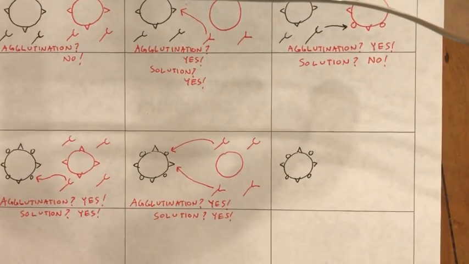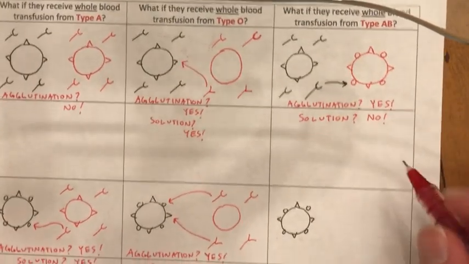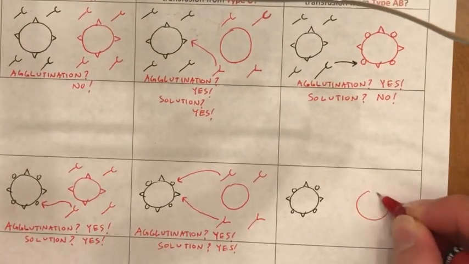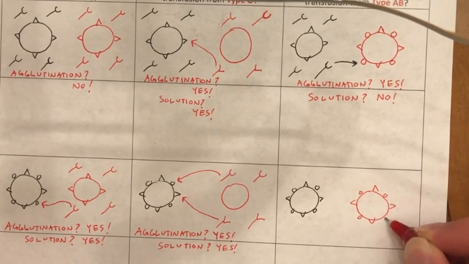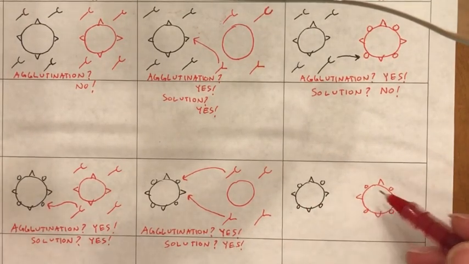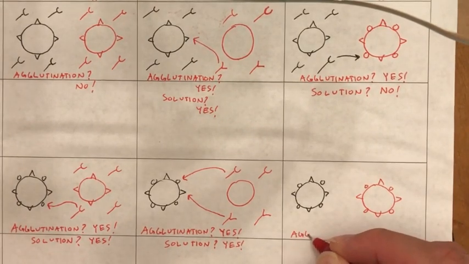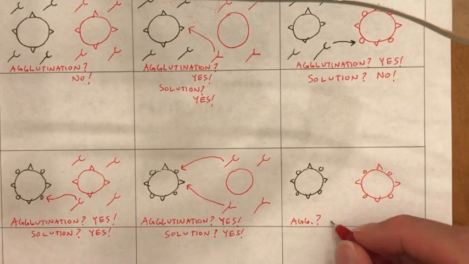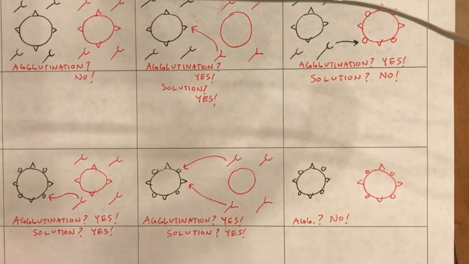So what if somebody with type AB blood receives from somebody with type AB? We can draw that out if that helps. There's no antibodies though in this scenario, so there's nothing that can actually attack at all. So in terms of agglutination, there is no agglutination, so this is a safe transfusion from the start.